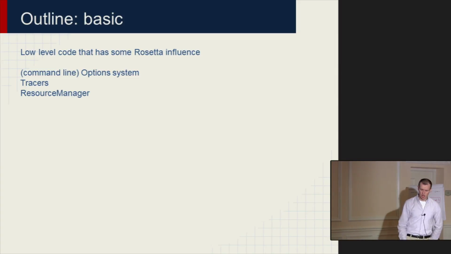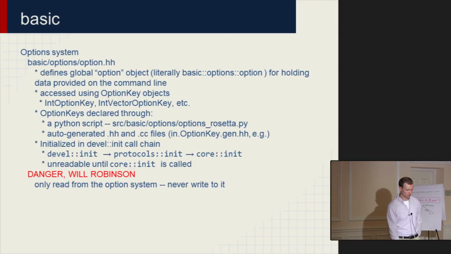Okay, so now we're on to the basic library. The basic library is where the command line option system lives. We have the tracers declared here. I don't think you've been introduced to them, or at least not all of you. And also here, and I'm not going to say very much about it, is the resource manager. The option system lives in basic/options/option.hh. I think you had to pound include this already last night. And this is where the global option object lives.